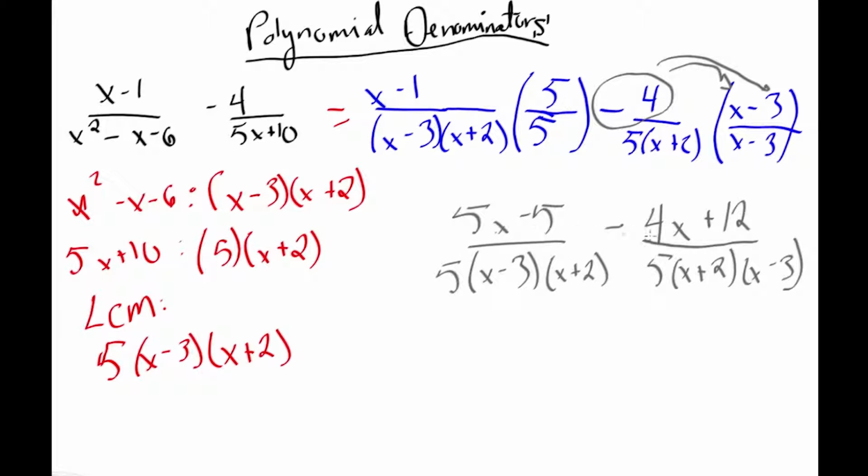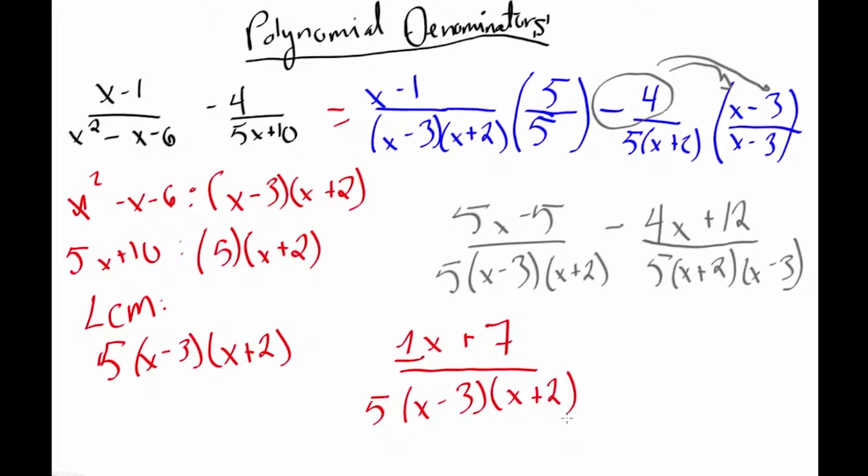So 5x minus 4x, that gives me 1x. Negative 5 plus 12 gives me plus a 7. And my denominator, again, I'm just going to kind of leave this as it is. If you feel the need, you can distribute all of that out. Keep in mind you will have to FOIL.